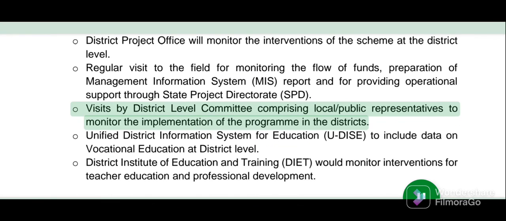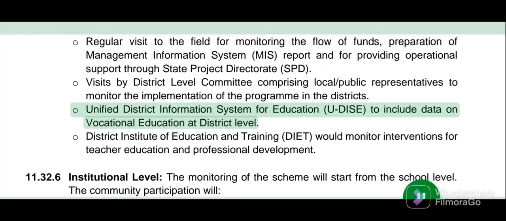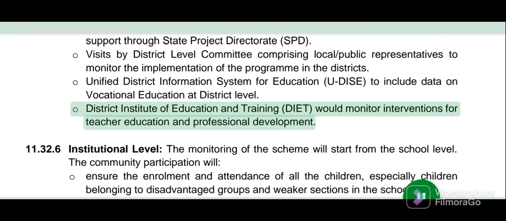Visits by a district level committee comprising local public representatives to monitor the implementation of the program in the districts. The Unified District Information System for Education will include data on vocational education at district level. The District Institute of Education and Training (DIET) would monitor interventions for teacher education and professional development.